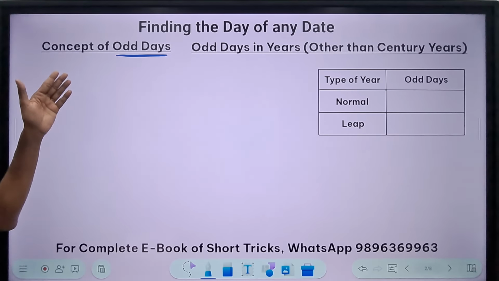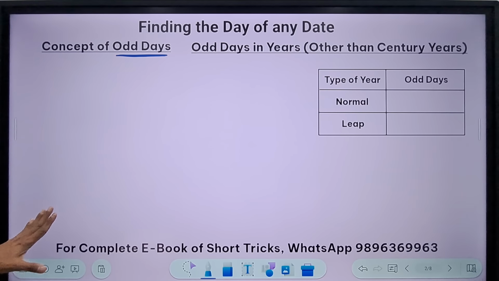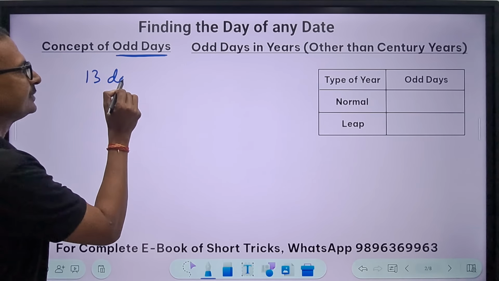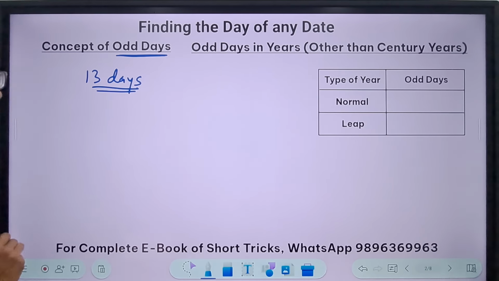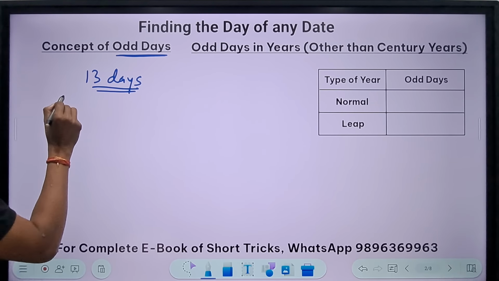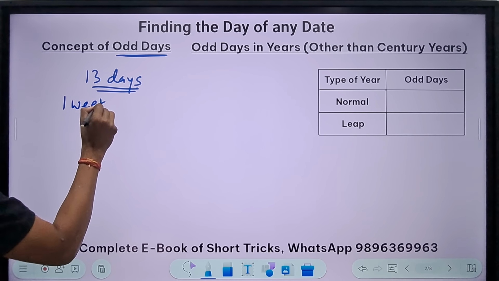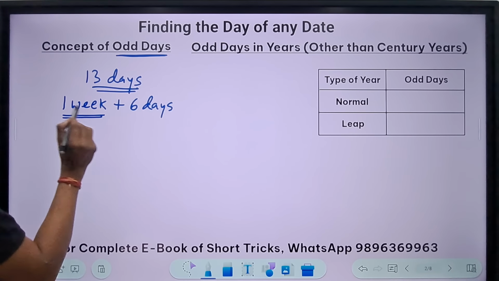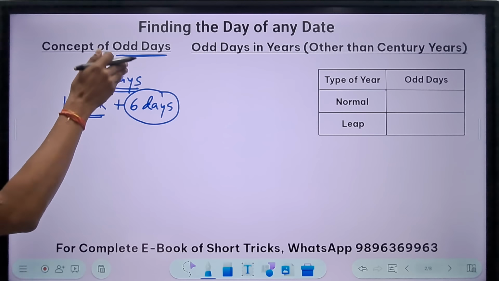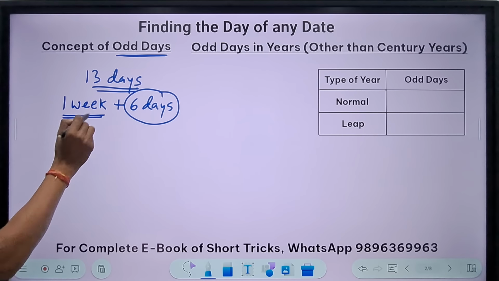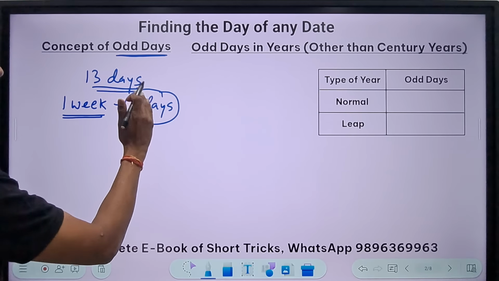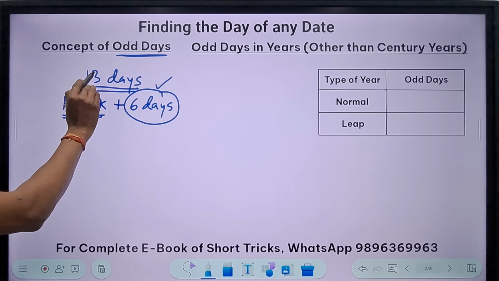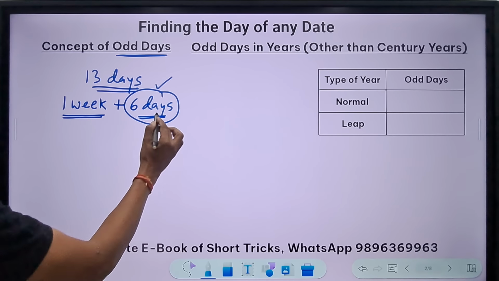So let's understand what is the concept of odd days. If I say that there are 13 days, this has 1 week, that means 7 days plus 6 more days. Now, these 6 days are in excess of complete weeks. 1 week is a complete week. We have 6 extra days. So the extra days, when you divide the total number of days by 7, what is the remainder? That is called the odd days.